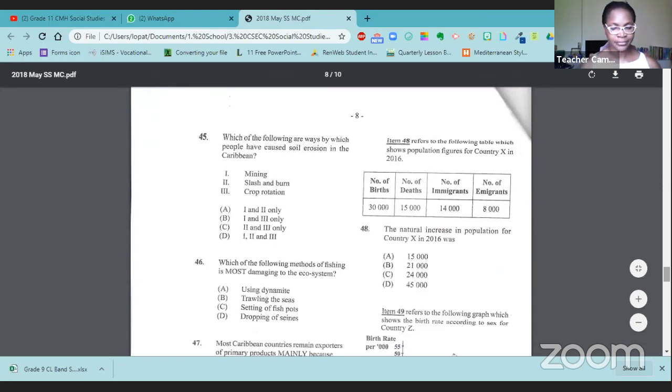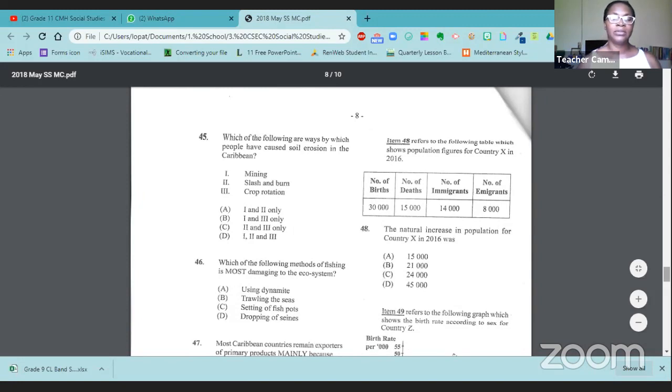45. Which of the following are ways by which people have caused soil erosion in the Caribbean? And the answer for that is C. They have caused it through mining and slash and burn.